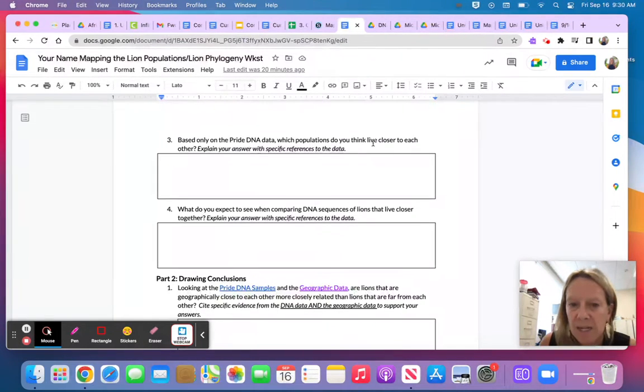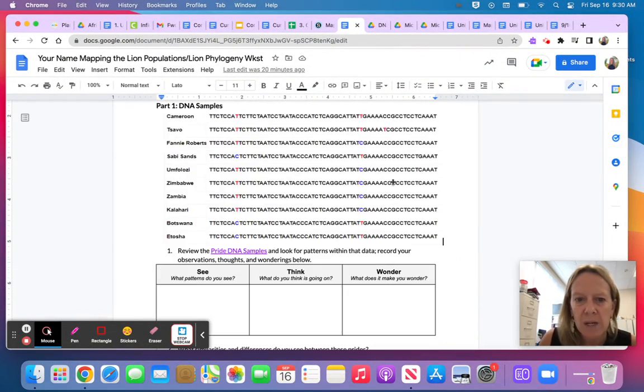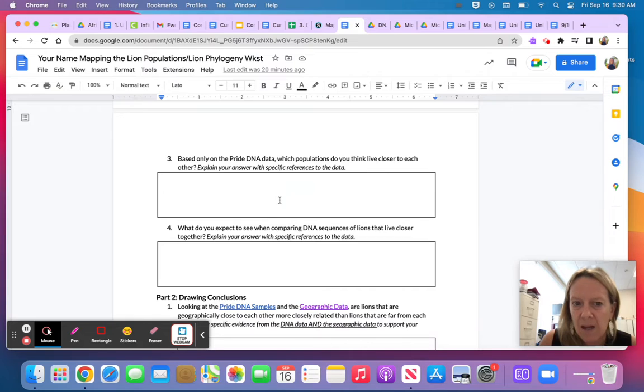Based only on the DNA data, which populations do you think live closer to each other? So think about it. If populations are close, they're maybe wandering between the two prides, maybe mating, maybe mixing up the genes a little bit. So you want to look at similarities and differences and think, well, if they're real similar, do we think they live close or far? Speak to that and then use specific references to the data.